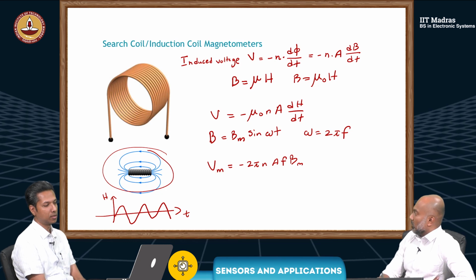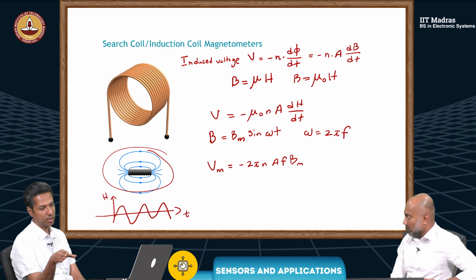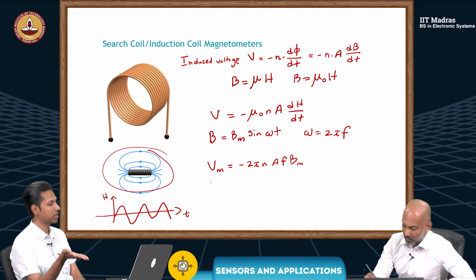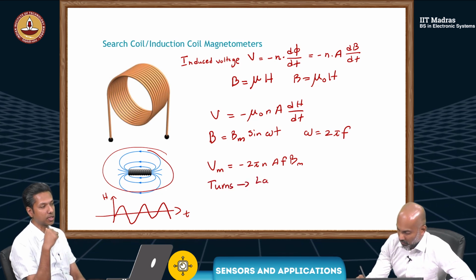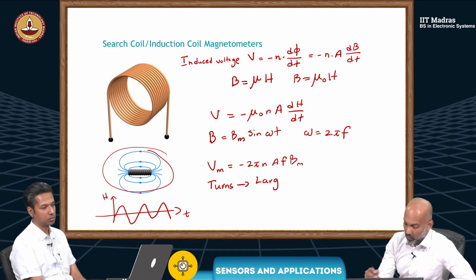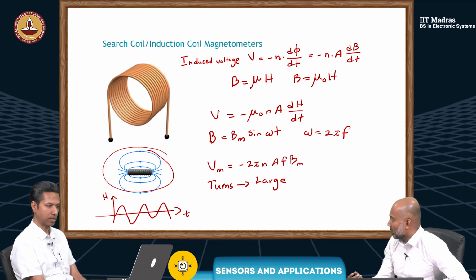For the lowest value of B I want to measure, I will see what number of turns I can set, and the area. A is the area of cross-section of the coil. So you would require a large number of turns.